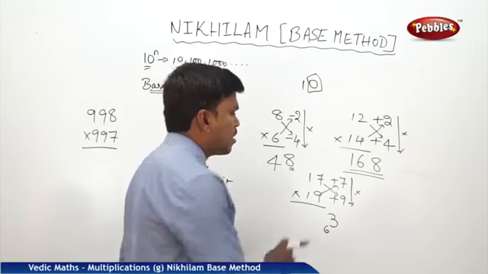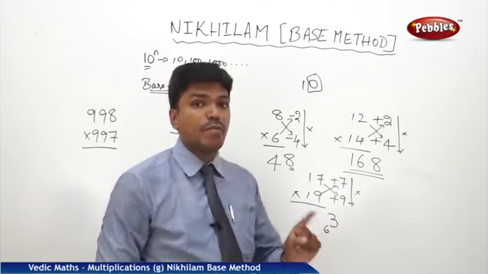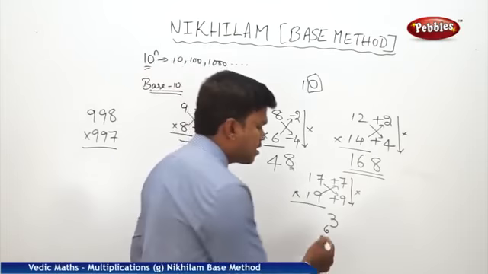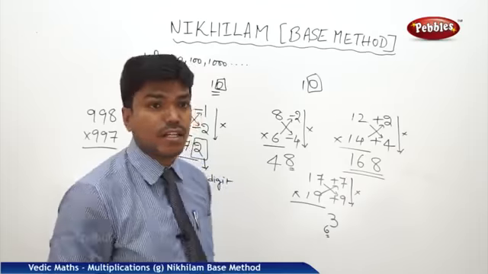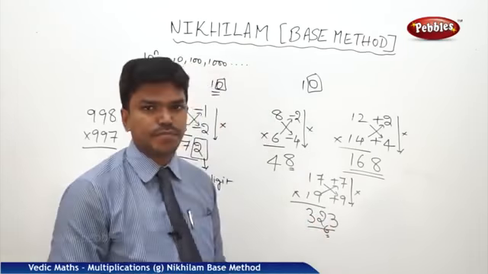So what is the answer here? 17 plus 9, 26. 26 is my left side part of the answer. But before dropping 26, check, is there any carry? Yes, there is a carry, 6. So what is 26 plus 6? 32. So our answer is 323.